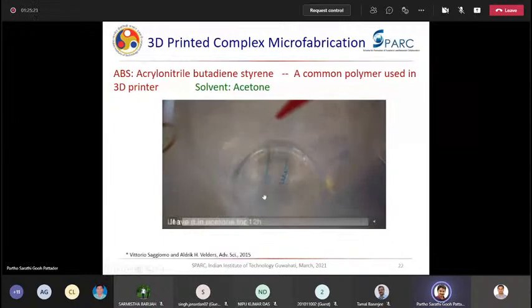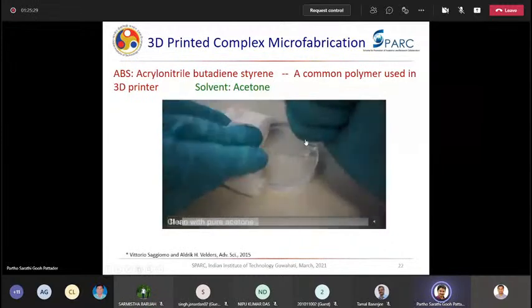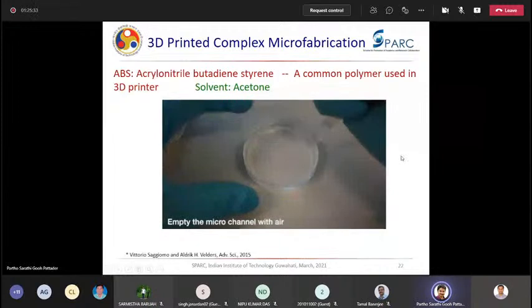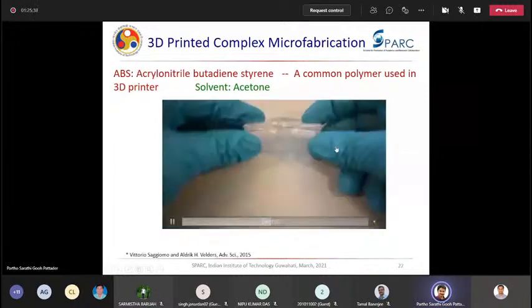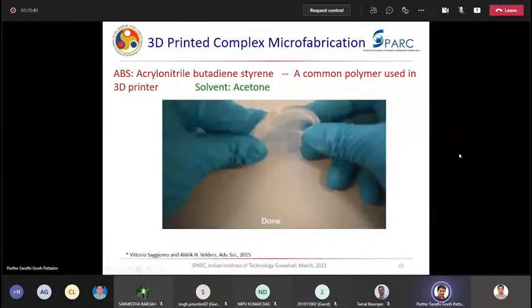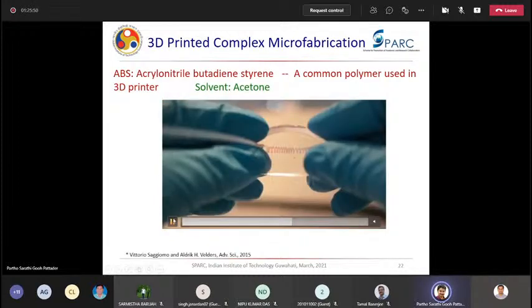Now you use acetone, and this blue color ABS wire will be gone. Then you just clean it with some more acetone. You can just inject some more acetone, and you can clean it, and you can get this microchannel within this PDMS. So this is very simple. You see this red color solution, it is going through this microchannel, and it is very flexible.